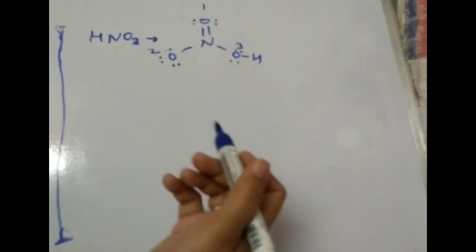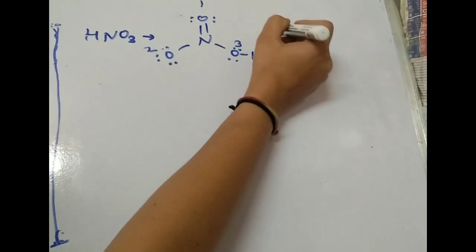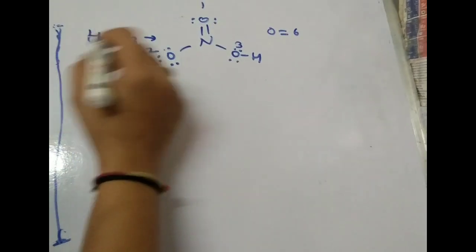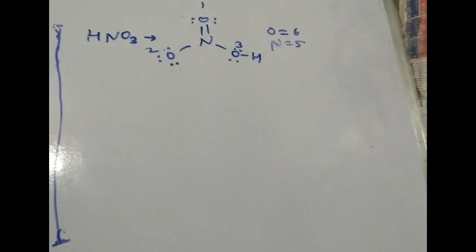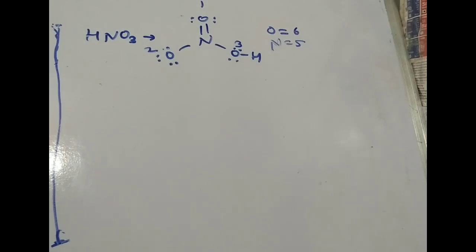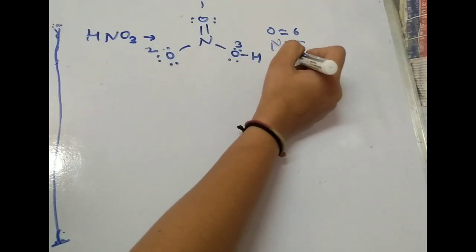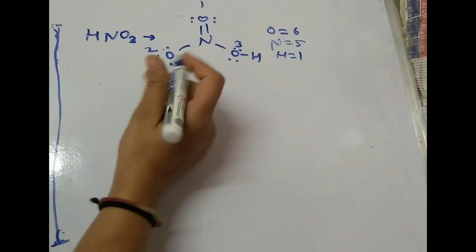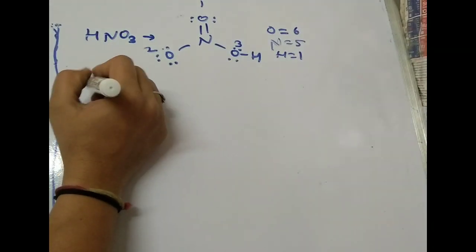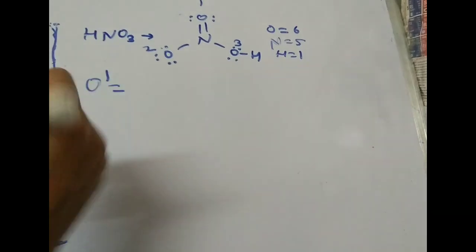और इसके बाद हम निकालेंगे. ऑक्सीजन में वैलेंस इलेक्ट्रॉन 6 होते हैं. For nitrogen it has 5 electrons in its valence shell, and for hydrogen it has only 1 electron in its valence shell. Okay, so for O1 we can calculate the formal charge.